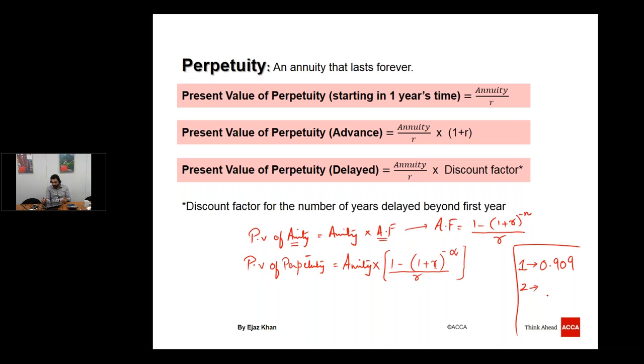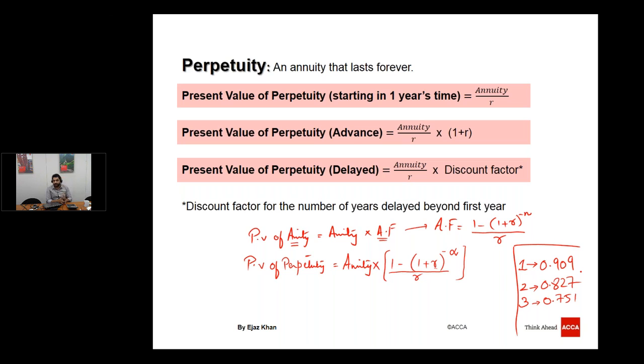So if I increase the power sign to 2, it's 0.827. And what about if I write 3 there? 0.751. Okay, what pattern are you observing? Decreasing discount factor. So it means if the number of years is increasing, the answer is decreasing, right?